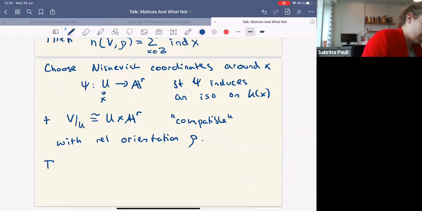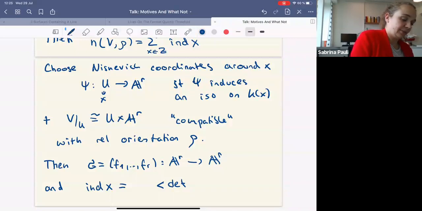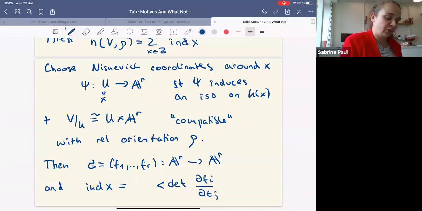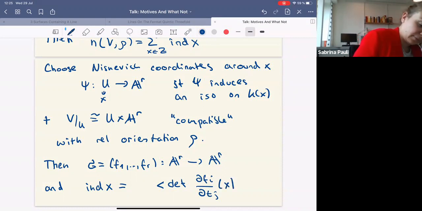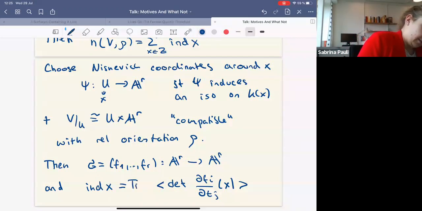And then in those coordinates, locally around x, I can express this section sigma as polynomial functions from A^r to A^r. And this local contribution of x to the Euler number is almost the determinant of the Jacobian of those f1 to fr. So determinant of df_i over dt_j, where these are my coordinates, and the f_i are polynomials in the t_j. I evaluate at x, and I take the rank 1 form of this. But this might not be in Grothendieck-Witt of k, but Grothendieck-Witt of k(x), so I have to take a transfer.